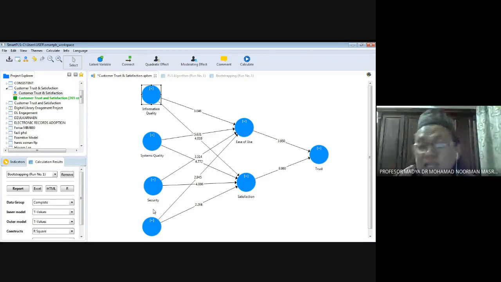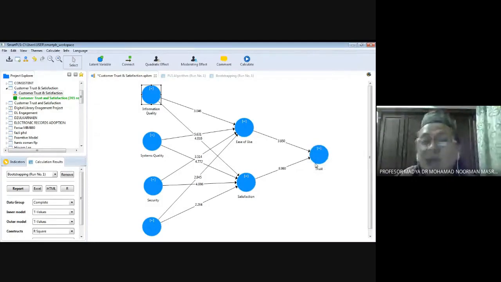R square means how good the independent variables are in predicting the dependent variable. That is what is meant by R square. It is called predictive power, or predictive relevance. So here, the dependent variables are ease of use, satisfaction, and trust. You need to know the R square of ease of use, the R square of satisfaction, and the R square of trust.